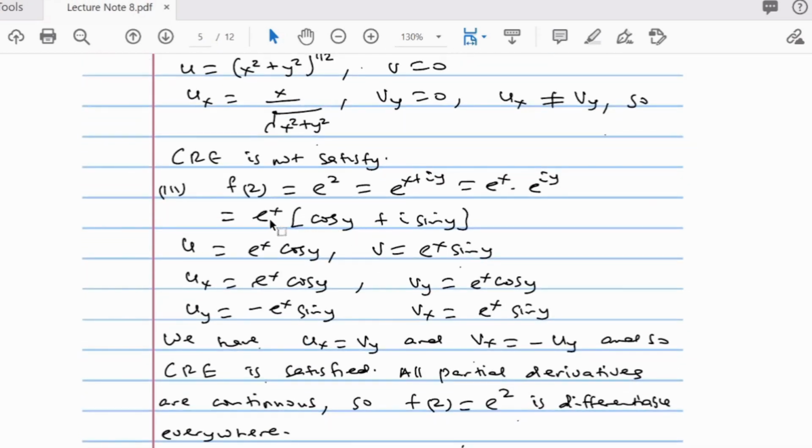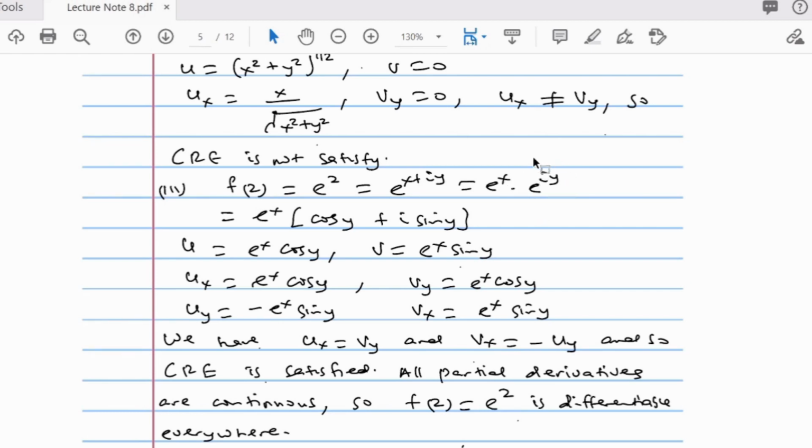Okay, let's take another example. Here I take my f of z to be equal to e to the power of z. Replace z with x plus iy. So f of z equals e to the power of z becomes e to the power of x plus iy, which is e to the power of x times e to the power of iy.